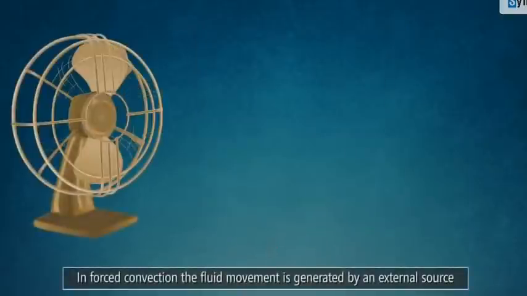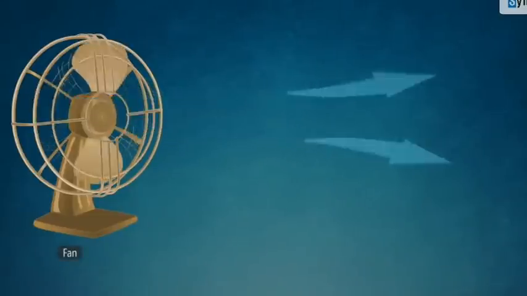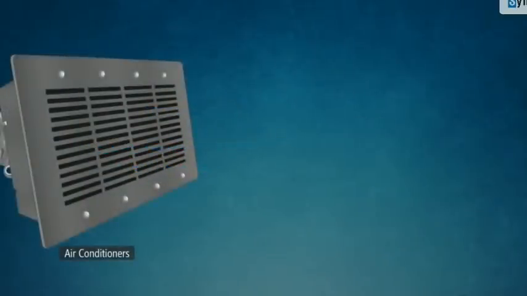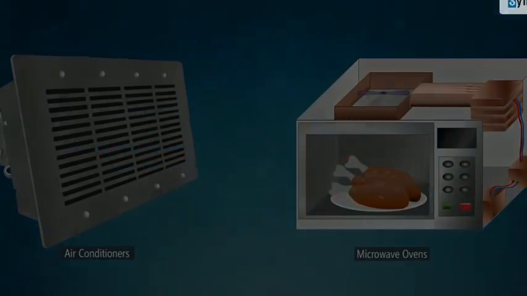In forced convection, the fluid movement is generated by an external source, such as a fan, pump, and so on. This method of heat transfer is efficiently used in air conditioners, microwave ovens, and so on.